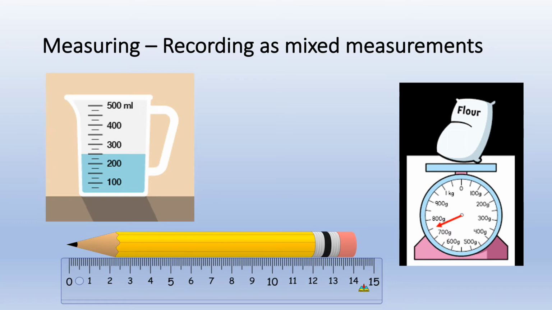So just as in Key Stage 1, your child should be given lots of practical experience measuring objects in the home with a ruler or a tape measure, and should be now recording as a mixed measurement by calculating the intervals using metres, centimetres and millimetres, litres and millilitres, kilograms and grams. And they should also be able to order the objects according to their length, mass and capacity using the inequality symbols that we met in the earlier video.